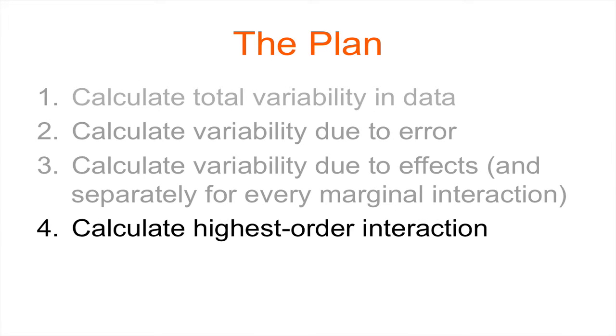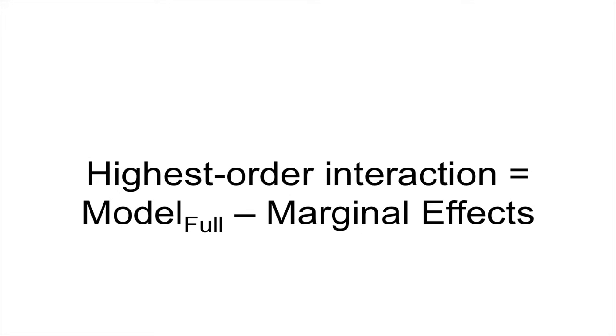We can now calculate our three-way interactions. We know that if we know the total amount of variability explained in our study and take away all the effects we've already calculated, the only effect that's left is the three-way interaction. So if we look at that in equation form, we know that the highest order interaction equals the full model, the full amount of variability we can explain, minus all the marginal effects, or all the effects that don't include all variables.